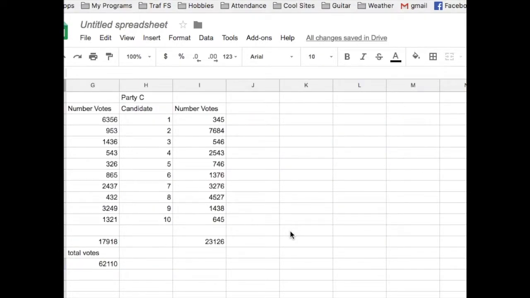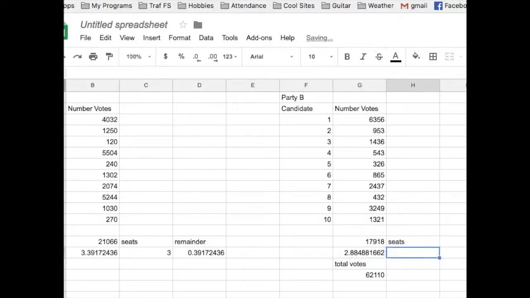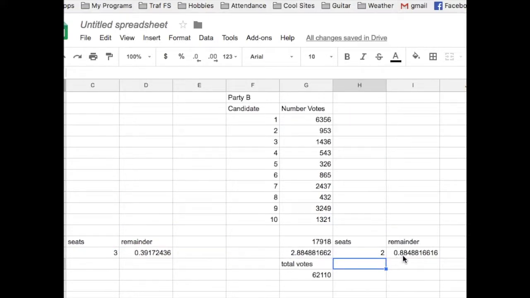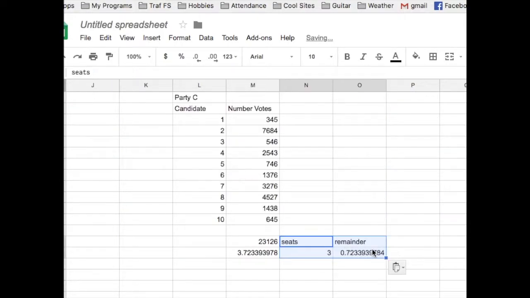So I'm going to give a little bit of room between B and C. So we got this many votes out of that many, and times 10. That fraction of the 10 seats gives us 2.88, the seats we get, and the remainder we get. So just copy those formulas. We have 2 seats with a remainder of 0.88. Let's do the same over here. That is going to be equal to this number out of the total number of votes times 10. That gives us 3 seats and a remainder of 0.7.